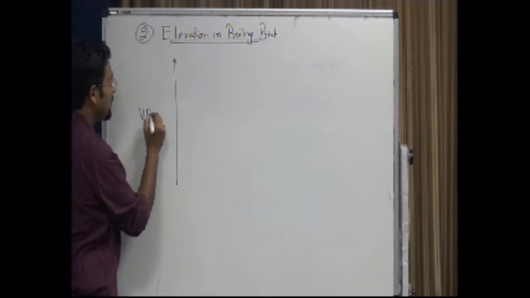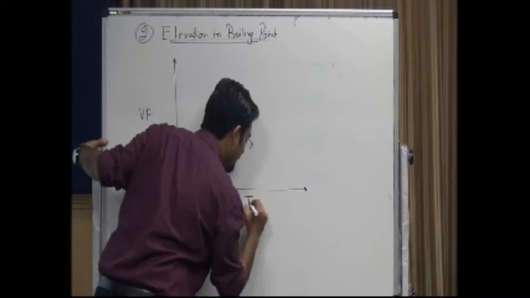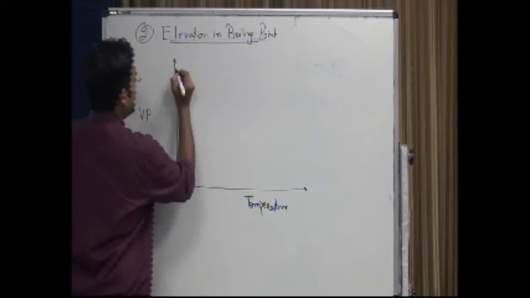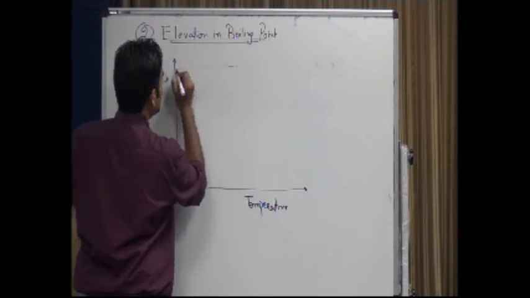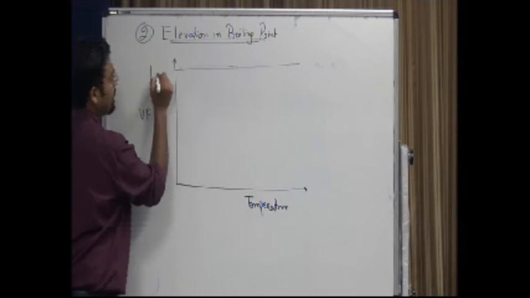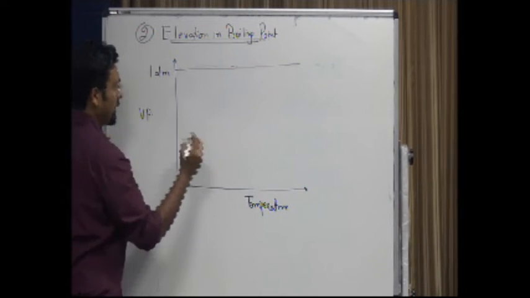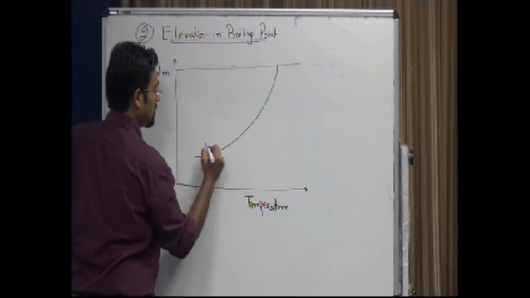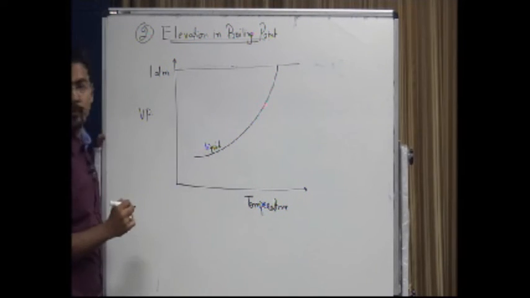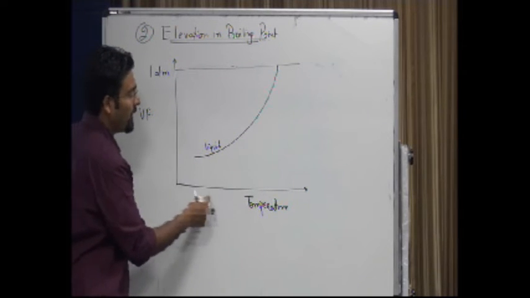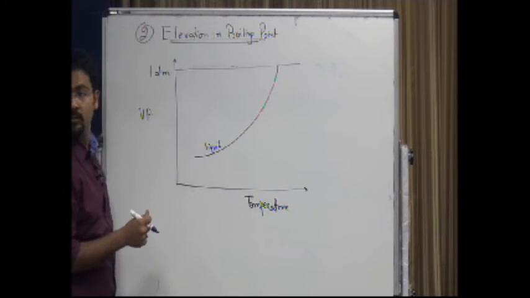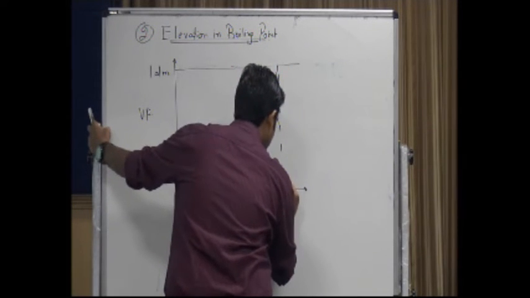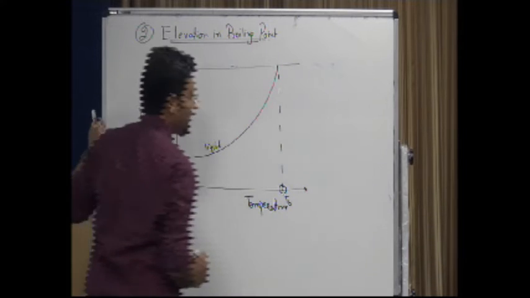Now, let me just draw the same graph, vapor pressure and temperature. Right? And let's take this as 1 atm. This is 1 atm pressure. So this is the vapor pressure of the liquid. So I have a pure liquid. The vapor pressure of a pure liquid increases with temperature and reaches 1 atm at this temperature. This is the temperature I'm talking about. So this is the boiling point of the liquid.